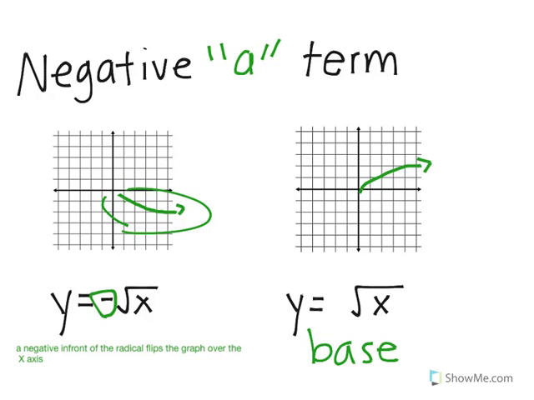So I'll erase that. See, I'm just going to always have the original written here for an indication. This is the base. So a negative A term, or a negative term right outside the radical, indicates it's been flipped over the x-axis, being this.